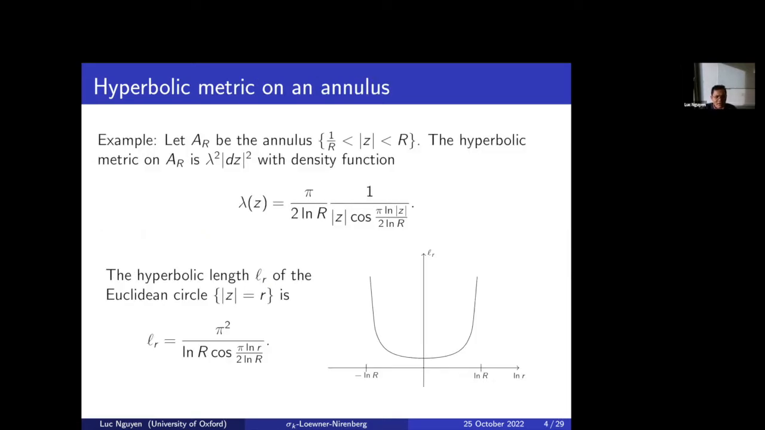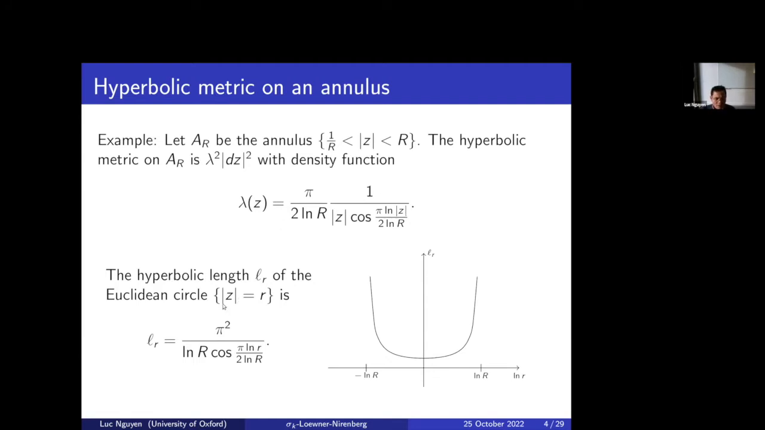So let's say that A_R is an annulus where the modulus of z is less than R and bigger than 1 over R. So this is still in 2 dimensions. Then the hyperbolic metric on this annulus can be written as lambda squared times dz squared, where lambda of z takes this particular form: some constant depending only on the size of the annulus times the function 1 over z times cosine of pi log z over 2 log R. So you can see that when z is going to R or 1 over R, this cosine factor becomes 0, so the function lambda blows up.